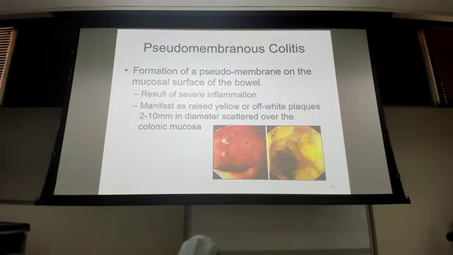Pseudomembranous colitis. Severe inflammation can produce pseudomembranes on the colon mucosa. You'll see them there in the picture. They're yellow plaques, and obviously you're going to have to do a colonoscopy to see them on the colon. This severe inflammation from CDI causes this on the mucosa of the colon, and you'll see it with the colonoscopy. Raised yellow or off-white plaques, 2 to 10 millimeters in diameter, all over the colonic mucosa, caused by CDI.